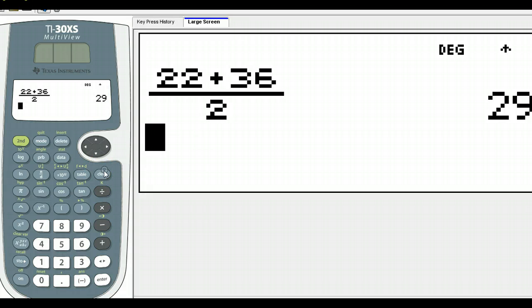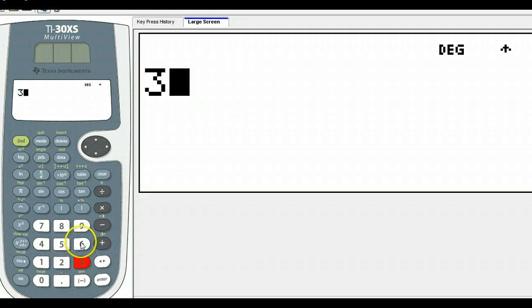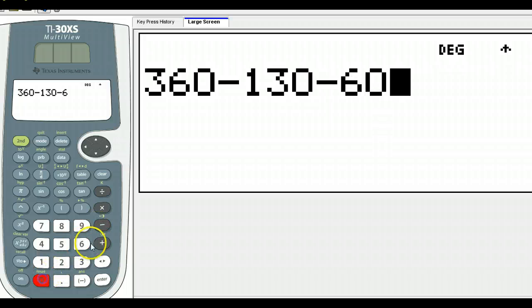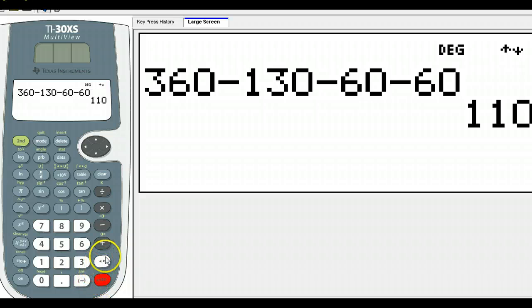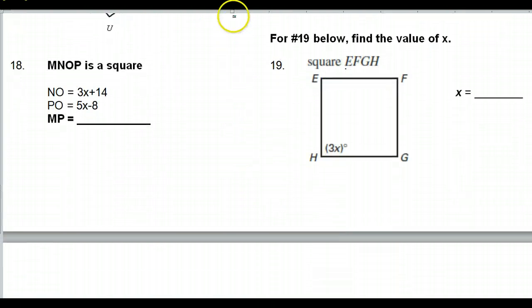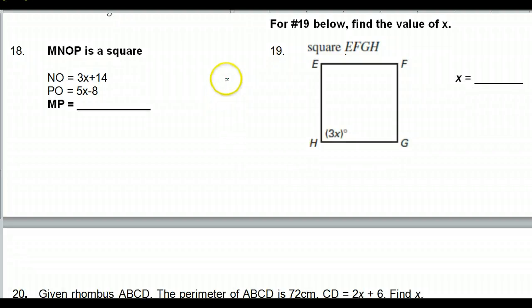Let me clear this out first. Okay, I'm going to start with the whole 360 degrees, which is the total of any quadrilateral's interior angles. Then I'm going to subtract 130, and subtract the two 60s, and just see what's left. 110 is what's left. So that is 110 degrees. Okay, number 18.